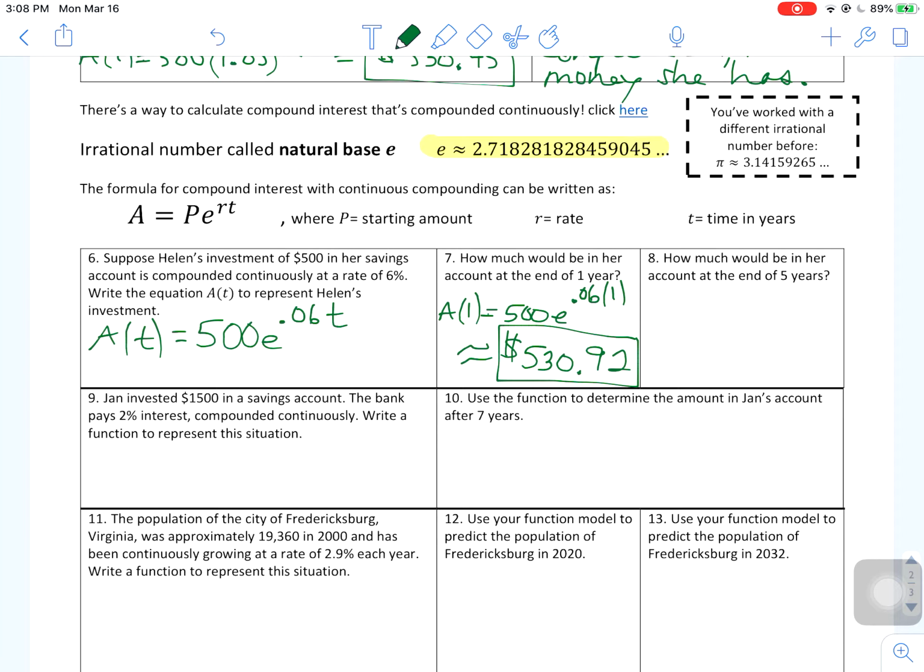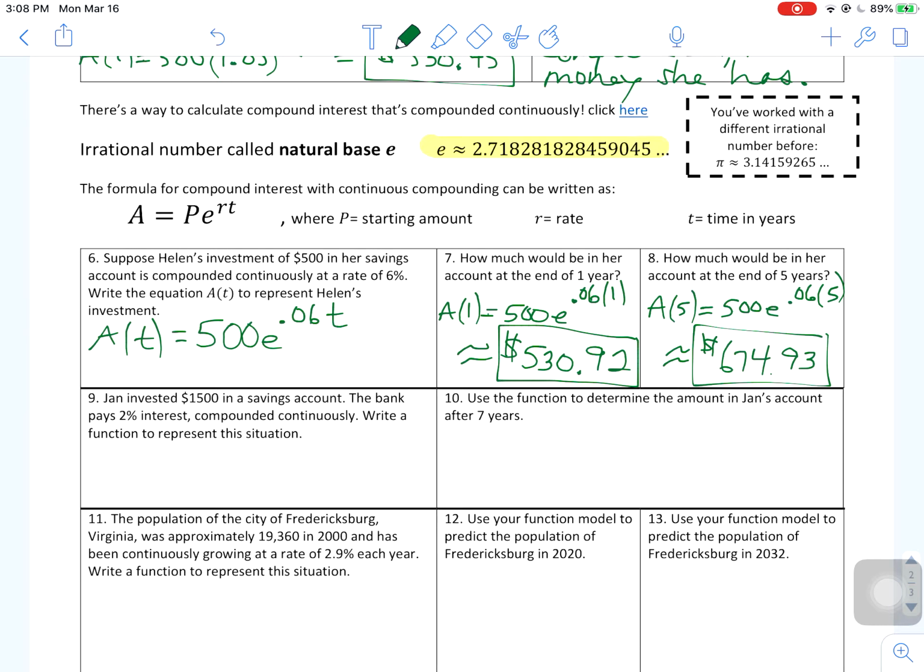Pause the video, try number 8. You should have gotten A(5) equals 500 times e to the 0.06 times 5. And when you type that in, you get $674.93.